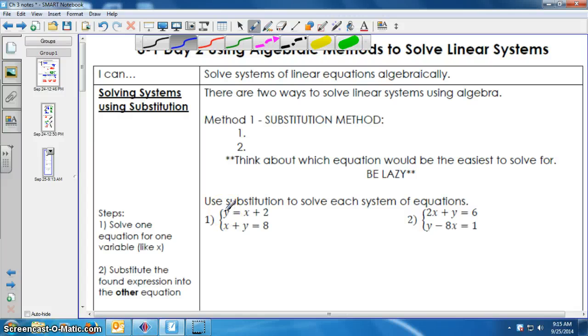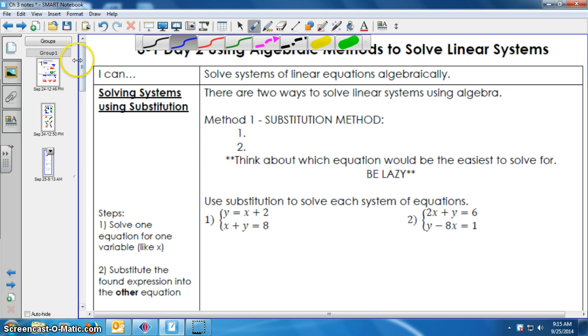All right, this is lesson 3-1, day 2. So this is solving systems still, but with an algebraic method. And we actually have two algebraic methods. Method 1, the substitution method, is going to be to replace some variable with the other thing, substituting that in. And then we are going to talk about another one, elimination.